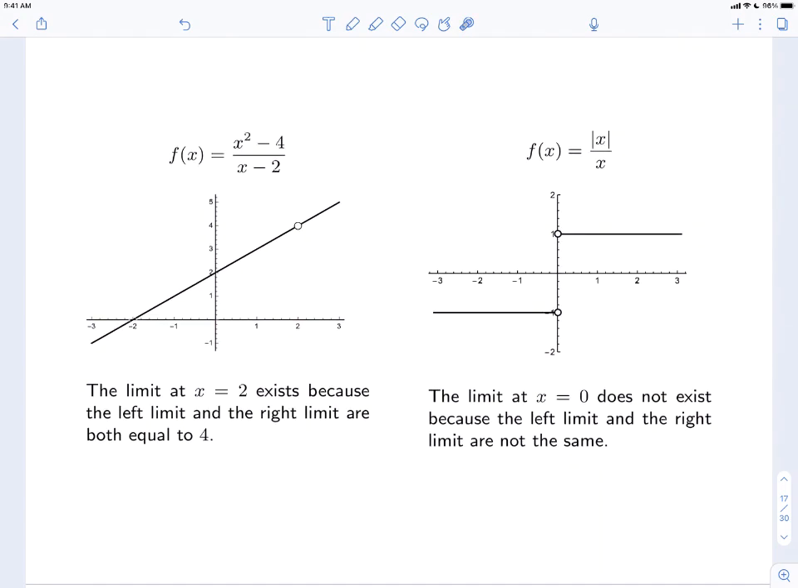In our earlier example where f at x was equal to x squared minus 4 over x minus 2, in this case the limit at x equals 2 does exist because the left limit and the right limit are both equal to 4. On the other hand, for f at x equals the absolute value of x over x, this limit doesn't exist as x approaches 0 because the left limit and the right limit do not agree, they're not the same. So if the left limit and the right limit don't agree, then the limit doesn't exist.